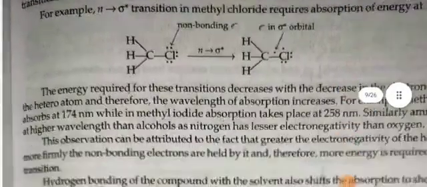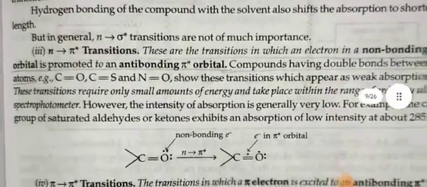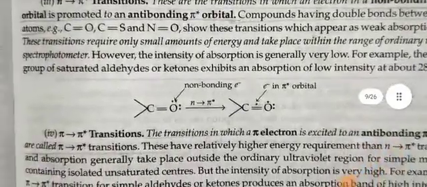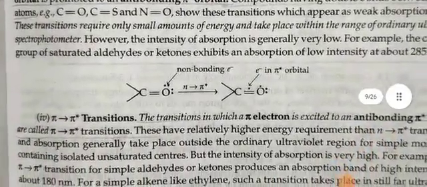Second, n to sigma star transition. These are the electronic excitations from a non-bonding atomic orbital to an antibonding sigma star orbital. Third, n to pi star transition. These are the transitions in which an electron in a non-bonding orbital is promoted to an antibonding pi star orbital. Compounds having double bonds between hetero atoms, such as C double bond O, C double bond S, and C double bond N.